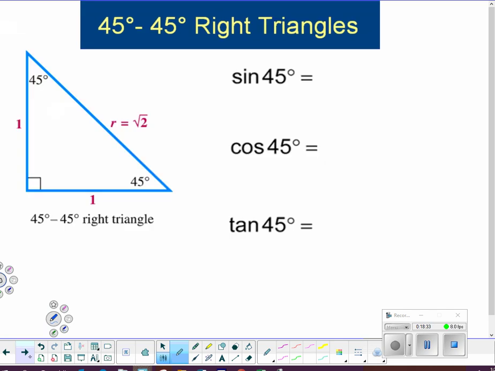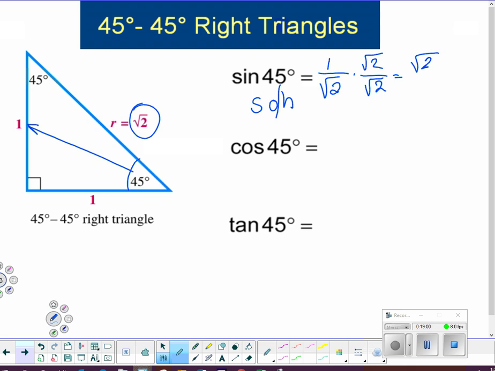I'm going to move my screen. Here's the triangle we just talked about. Let's look at sine, cosine, tangent. Sine, opposite over hypotenuse, from a 45-degree angle. Hey, wait a minute, they're both 45. Okay, we'll pick one then. I'm going to pick the base one. Opposite side is 1. Hypotenuse is root 2. Let's fancy this up. And we get root 2 over 2.